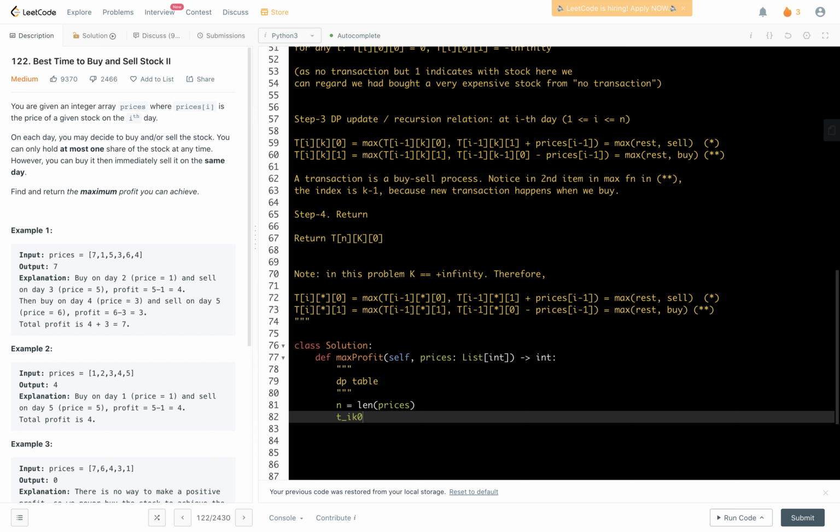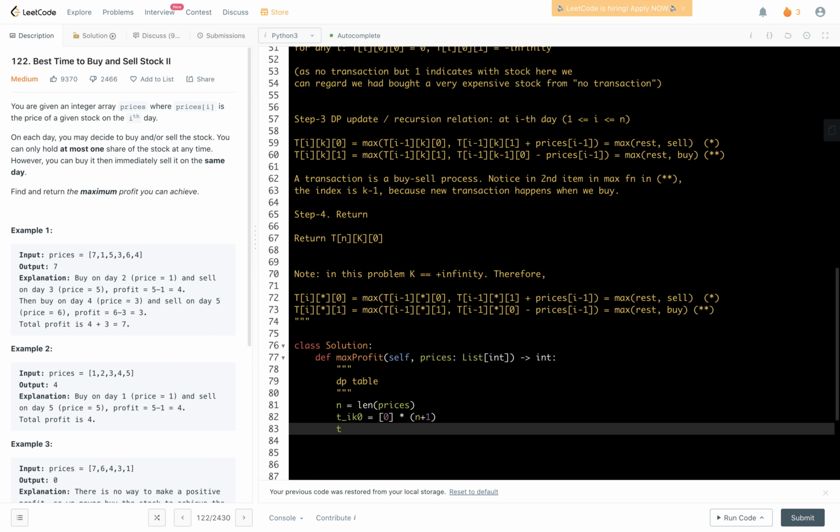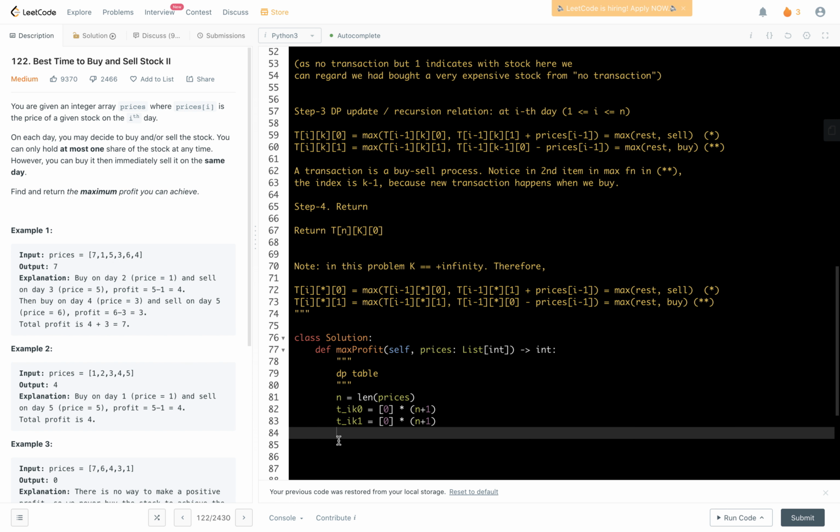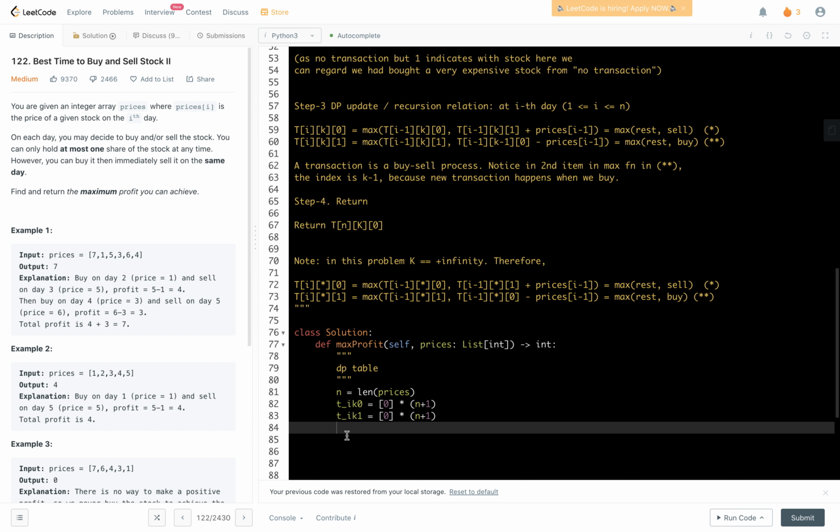So here it has ti0. So let's call it ti0. So let me call it ti k 0, just to make a connection with the generic case. So we're going to have 0 times m plus 1. And also we're going to use ti k 1, which is with stock at the end of a day. So we're going to track m plus 1. So this is the one thing.